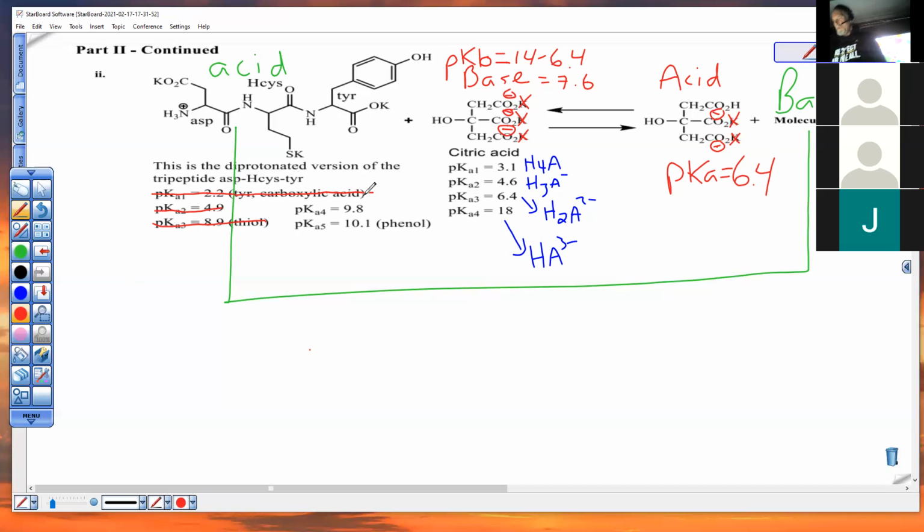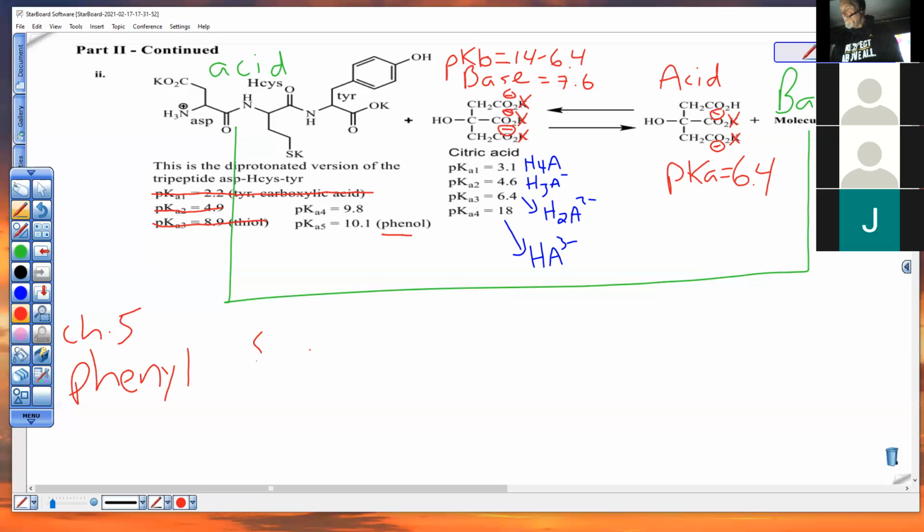Let's see if the 9.8's there. What do we got? We got a phenol. It says the phenol is 10.1. We know what phen is now, or maybe we haven't read chapter 5 yet. Phenyl, this is chapter 5 preview. It's coming up on your test anyway.